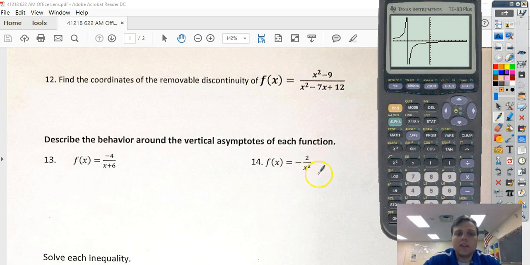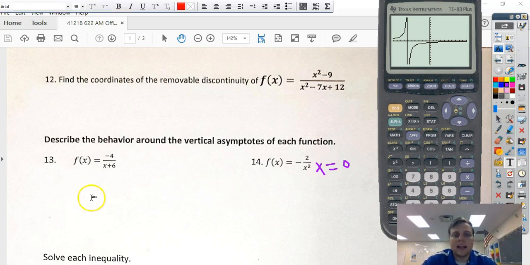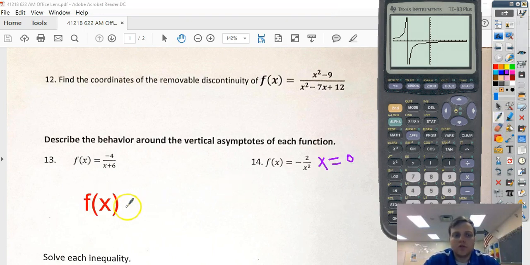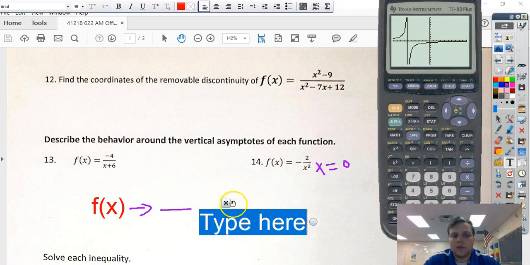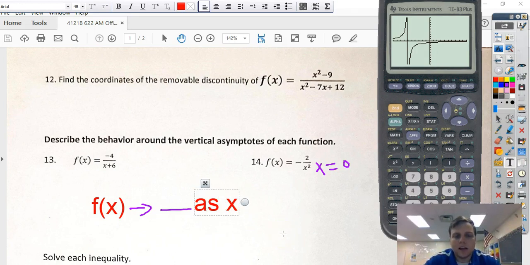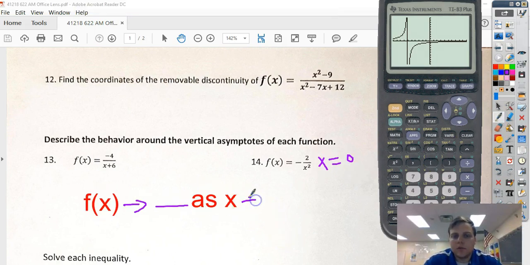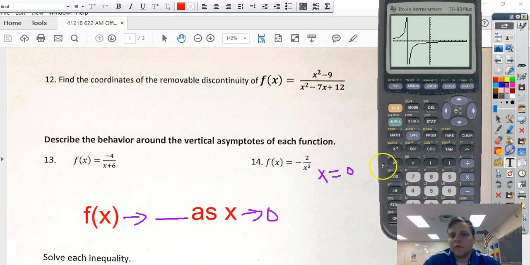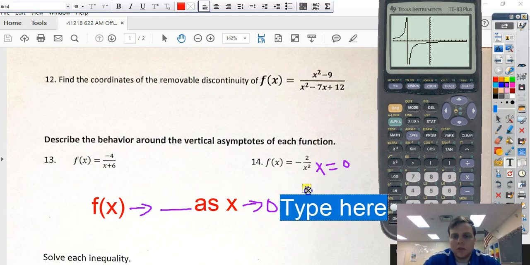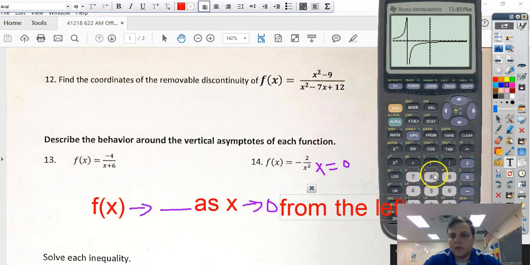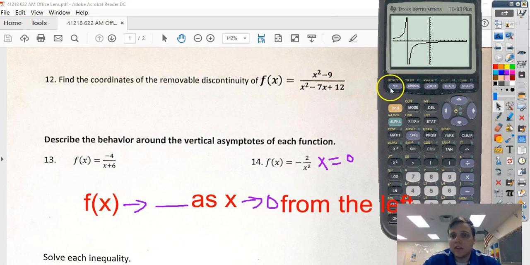First off, what is my vertical asymptote? Well, you said x squared equals 0, you get x equals 0. So my vertical asymptote is x equals 0, okay? So just because this could be worded slightly differently, we could also say f of x approaches what? I'm trying to make this a little bit neater, so instead of me writing, I'm trying to type it. As x approaches 0 from the left. Okay? So let's look at this graph. Let's plug it in. So the graph is negative.